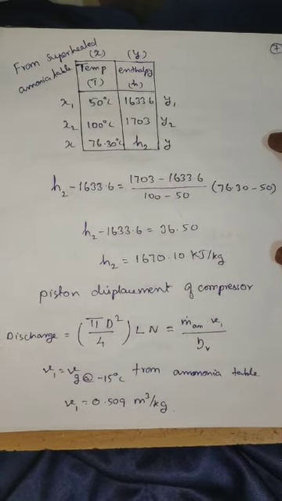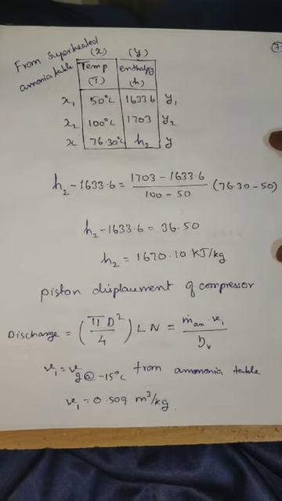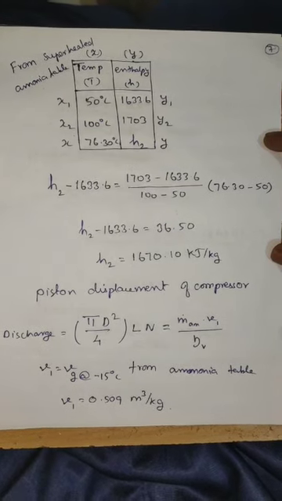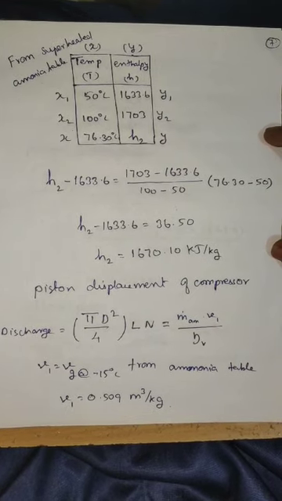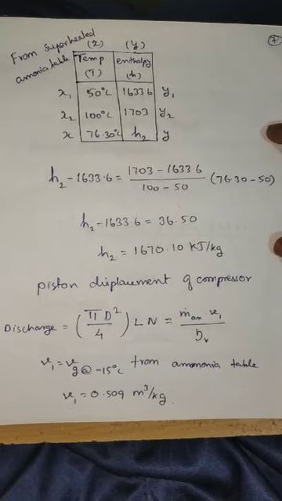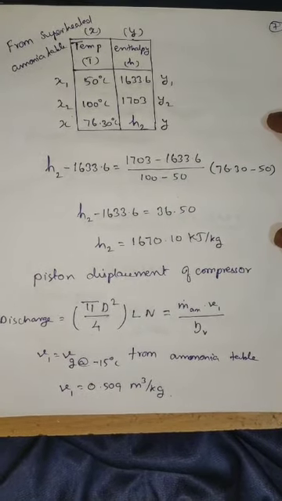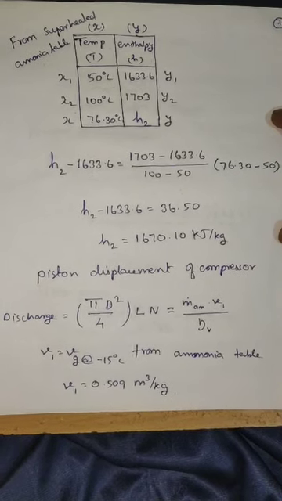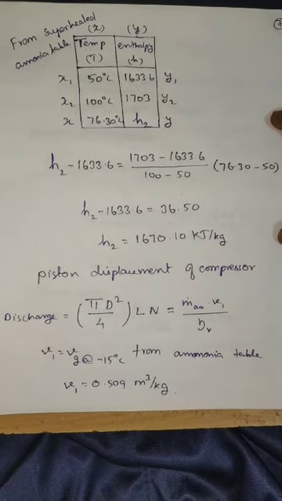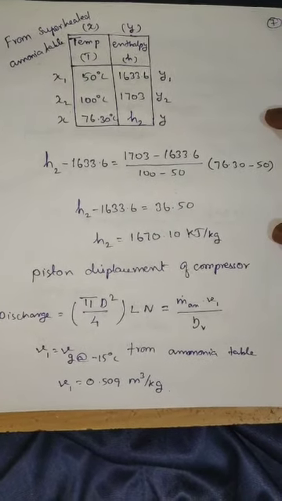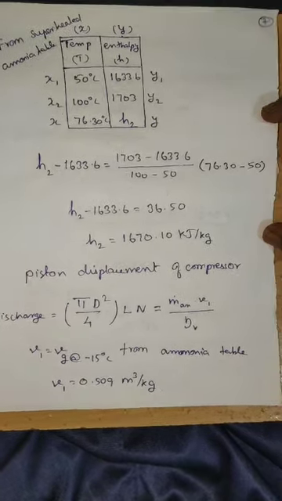Then another calculation, the piston displacement of the compressor. The discharge formula is A L N by 60. A is nothing but the area, that is the cross sectional area of the cylinder, which is pi by 4 d square. D is the bore diameter, L is the stroke length, which is equal to the discharge mass flow rate of ammonia into specific volume divided by the volumetric efficiency of the compressor. Then small v1 is the specific volume of ammonia at minus 15 degrees Celsius. This value is taken from the ammonia table, which is equal to 0.599 meter cube per kg.